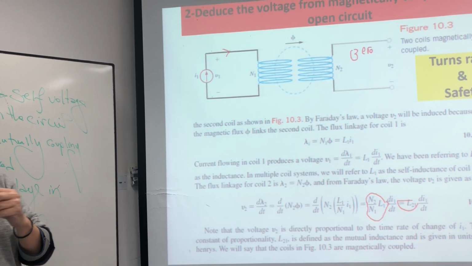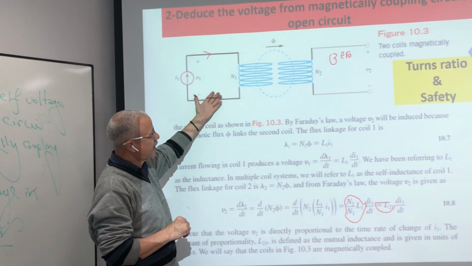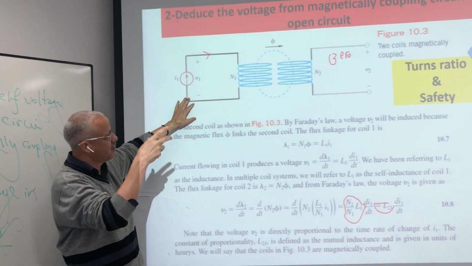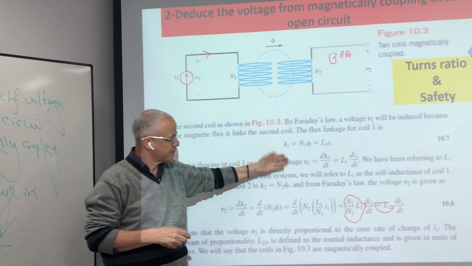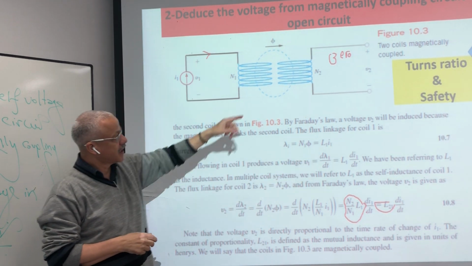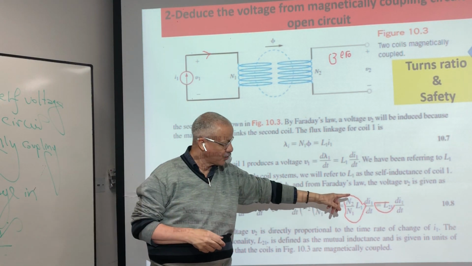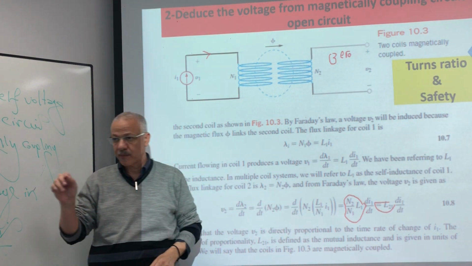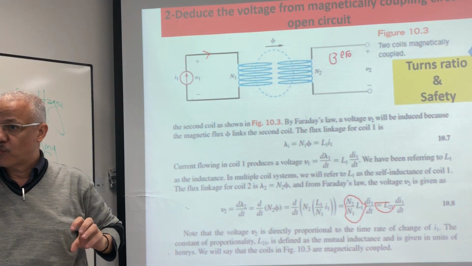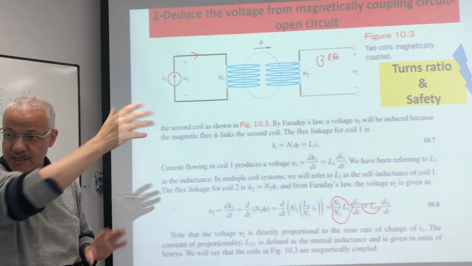Clear? So here we have an open circuit. I have the first circuit, I have the second circuit. For the first circuit, I can deduce the self voltage, which is V1 equal L1 di1 by dt. The voltage in the open second circuit is V2 equal L21 di1 by dt. Is it clear? So we have self voltage for the first circuit and mutual voltage for the second circuit.